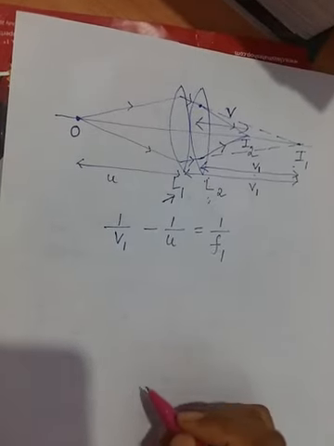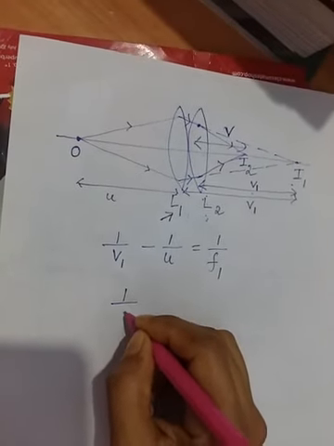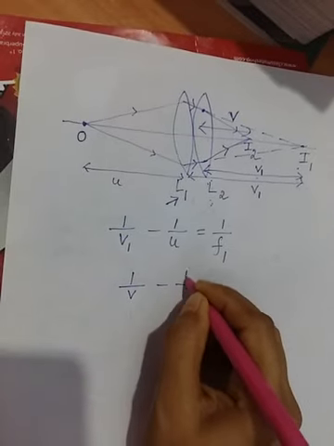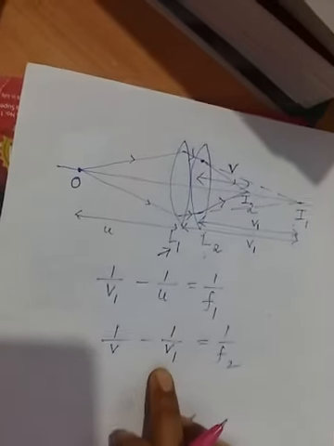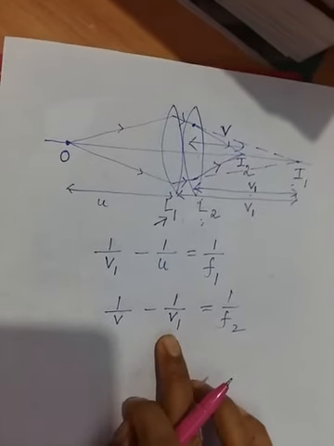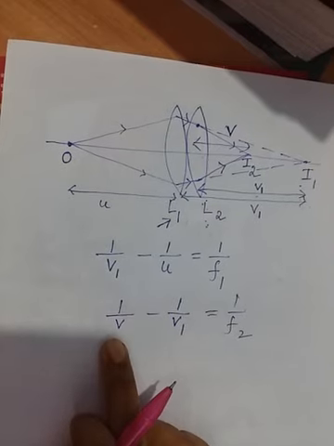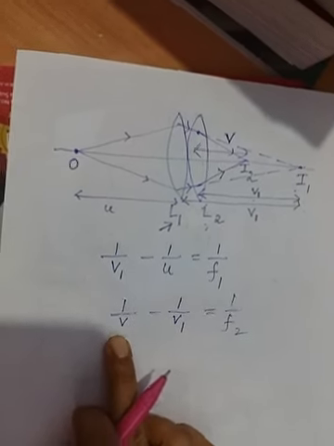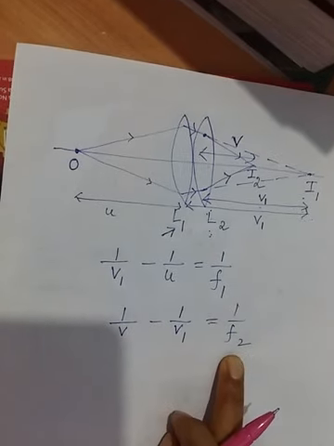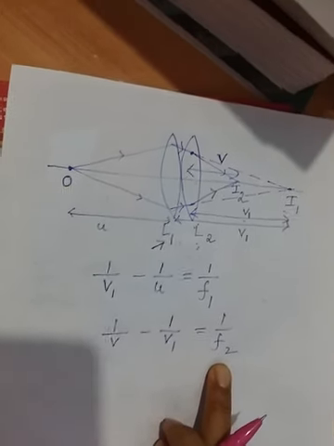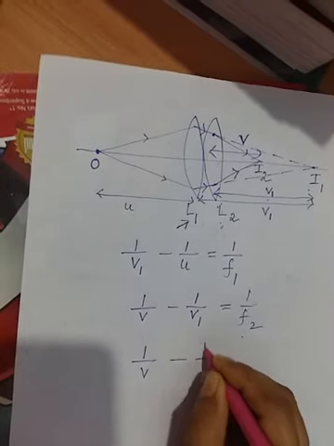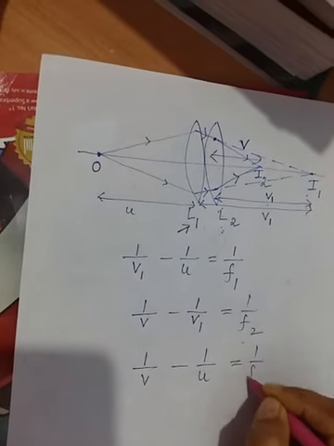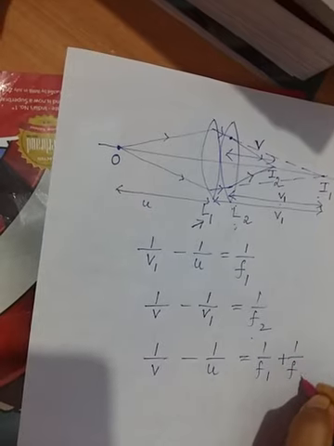For the lens L2, the formula will be 1 by V minus 1 by V1 equals 1 by F2. Why? Because now V1 is acting as the object distance and V is acting as the image distance for lens L2, and F2 is the focal length of the lens L2. If we add these two equations, then we have 1 by V minus 1 by U equals 1 by F1 plus 1 by F2.